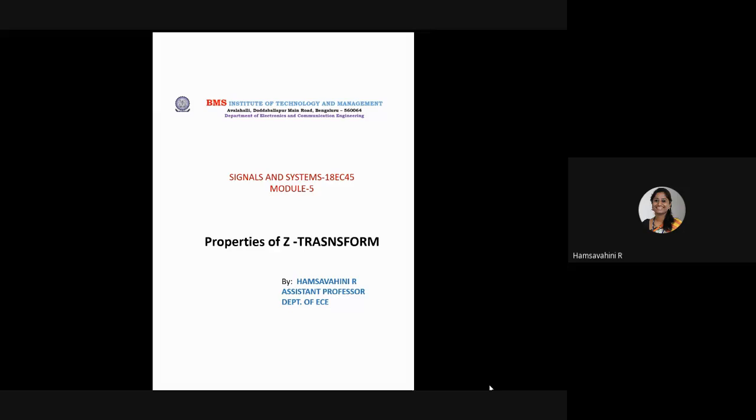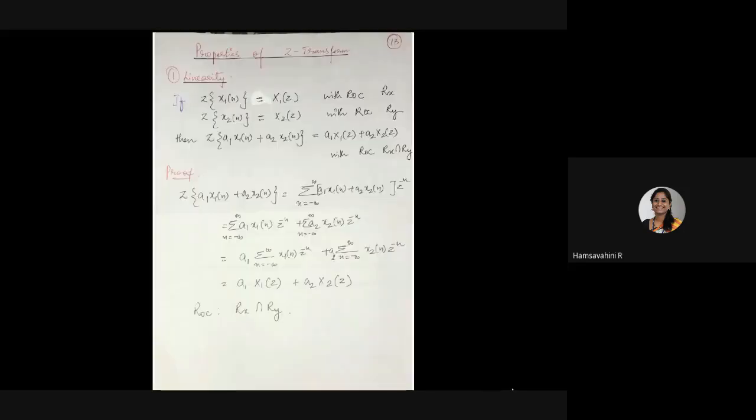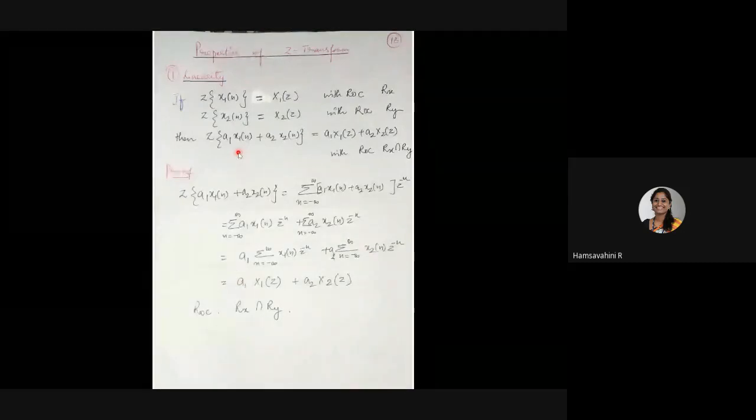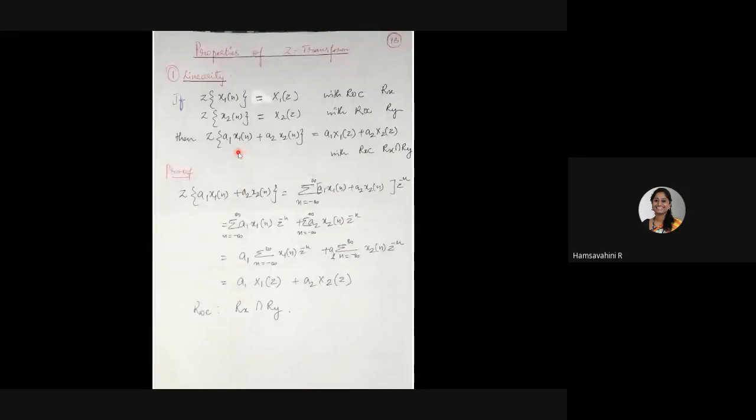Okay, so we have very important properties. I think around 7 to 8 properties are there. The first property is linearity. We know linearity is nothing but superposition. That means if we combine the sum of the weighted two signals, whether it may be a Z transform or a Fourier transform or Fourier series, we will get the Z transform of the superposition of those two signals. Okay, so let us discuss this.